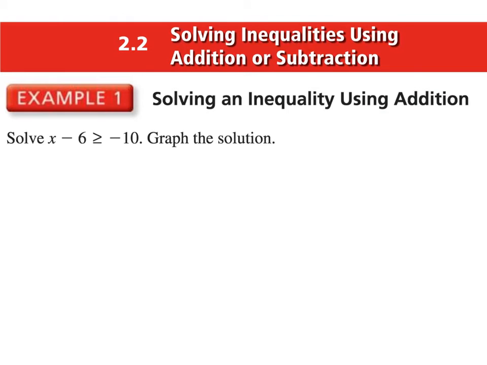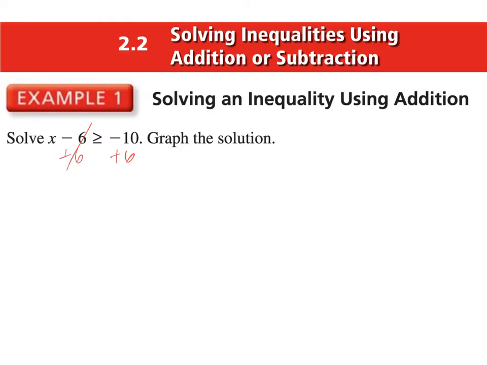All right, starting 2.2, example 1. Solve x minus 6 is greater than or equal to negative 10. Okay, so this is sort of just like an equal sign. You've worked with problems very similar to this before. There will be some properties, though, that will be applied that will affect the inequality sign, but not in this case. So all we have to do is add 6.